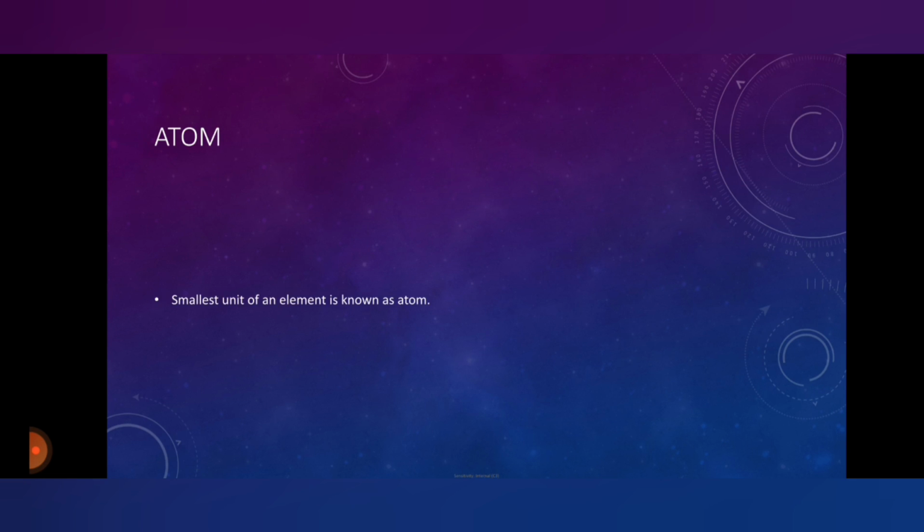First is atom. Smallest unit of an element is known as atom. Next is conductor. The object or material which allows heat and electricity to pass through it is known as conductor.